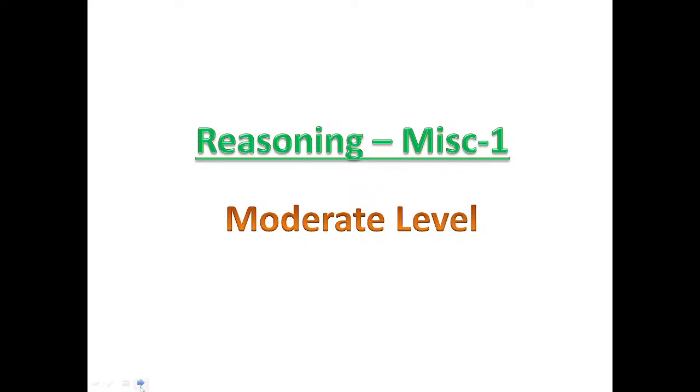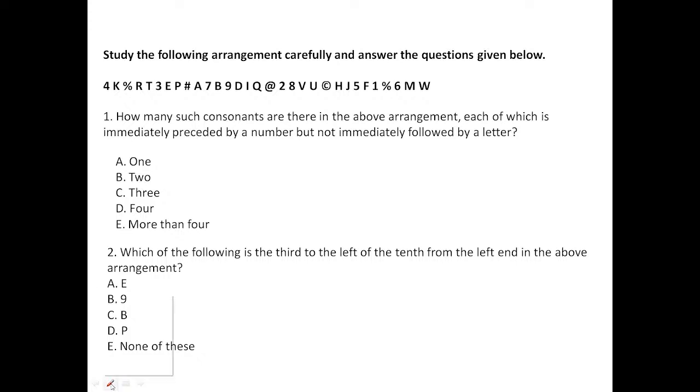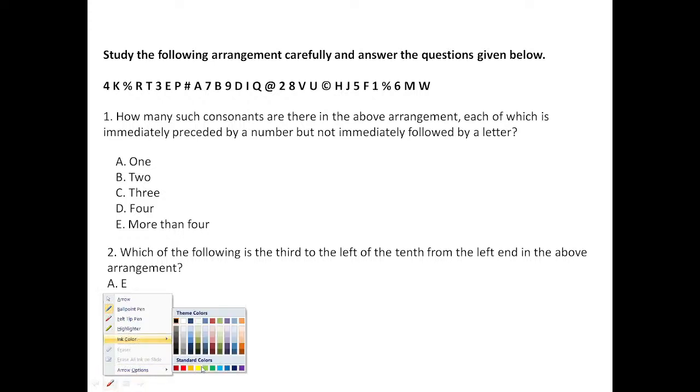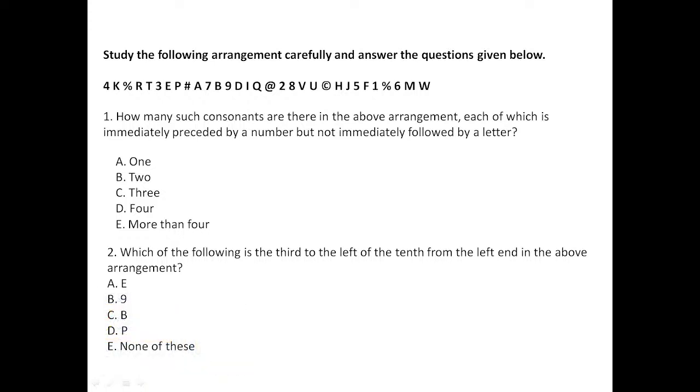Okay, so moving to the first set here. Here is the first set, the alphanumeric series, in which there are 2 questions. Try to solve it and give me the answer. Okay, here is question number 1. Here is the set given: 4k percentage RT, followed by random letters, alphabets and symbols. Okay, so here is the first question.